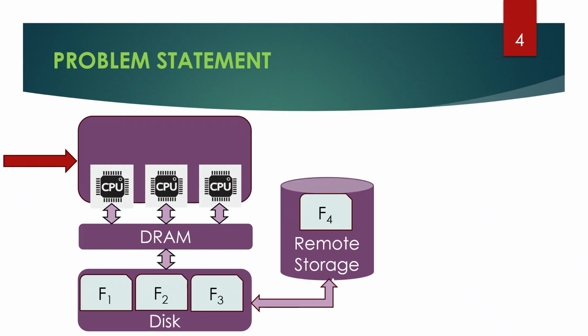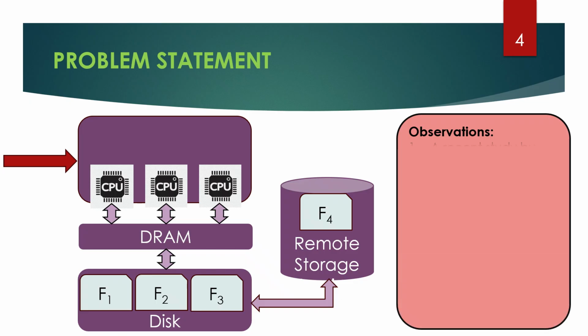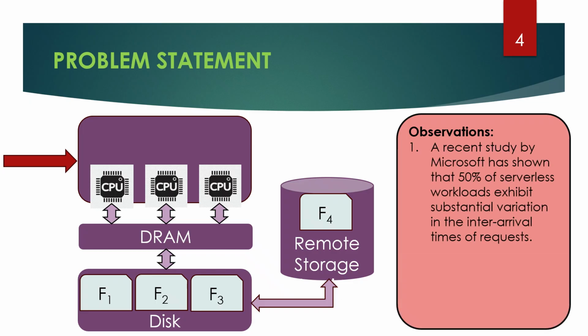Let us now look at some observations reported by commercial cloud providers. A recent study by Microsoft shows that nearly 50% of serverless functions exhibit significant variability in their inter-arrival times. As a result, the likelihood of a function's disk image being available locally is low, since images are quite frequently replaced in the system. Given this is the state of our serverless platform, when we get a request to execute function F4, we first make some space on the disk so that F4 can be stored from a remote storage system. And then we spawn a sandbox inside which the function gets executed.